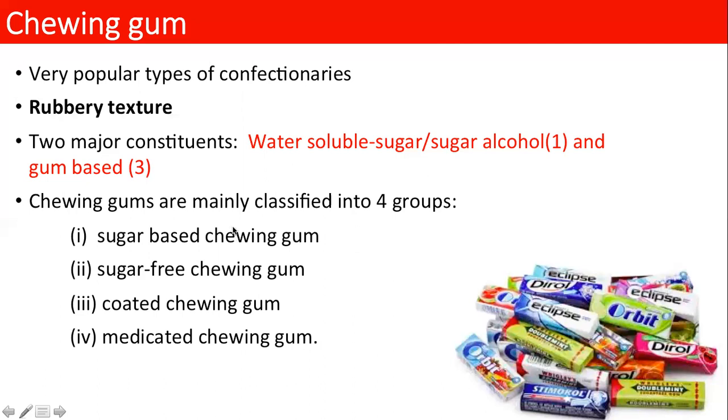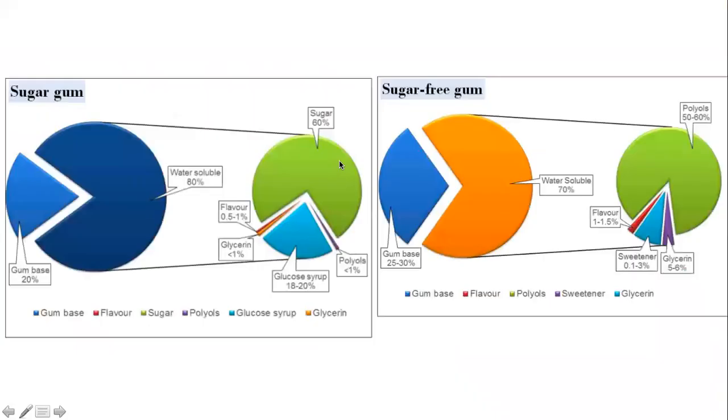The most commonly used is the sugar chewing gum. Here you can see two pictures. In the first figure, you can see water soluble matters around 80% and gum base 20%. This is actually sugar-based chewing gum, right? Gum base 20%, water soluble matters 80%. It means sugar and other flavors.